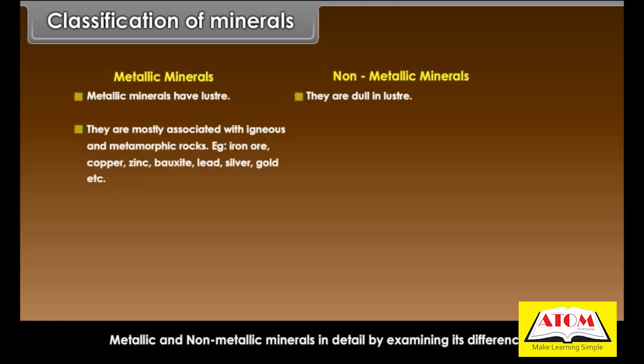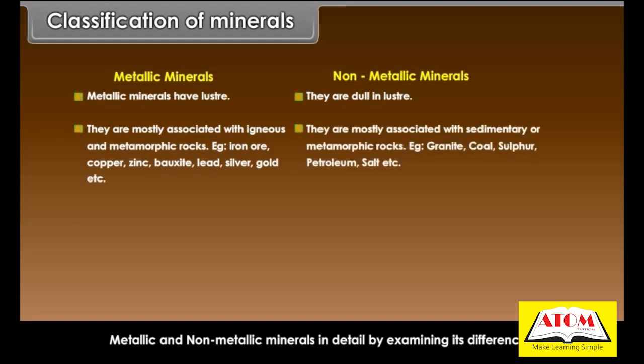Metallic minerals are mostly associated with igneous and metamorphic rocks. Example: iron ore, copper, zinc, bauxite, lead, silver, gold, etc. Non-metallic minerals are mostly associated with sedimentary or metamorphic rocks. Example: granite, coal, sulfur, petroleum, salt, etc. Metallic minerals are ductile. Non-metallic minerals are not ductile.